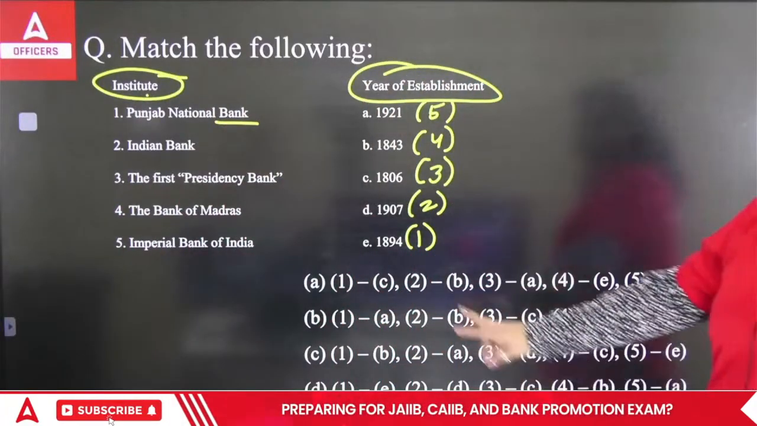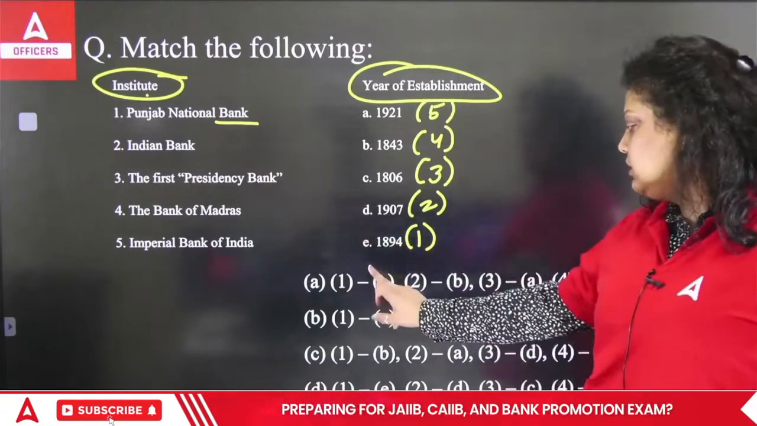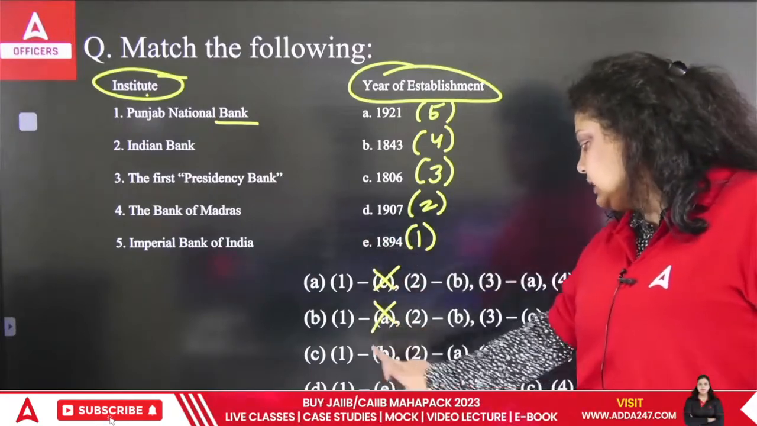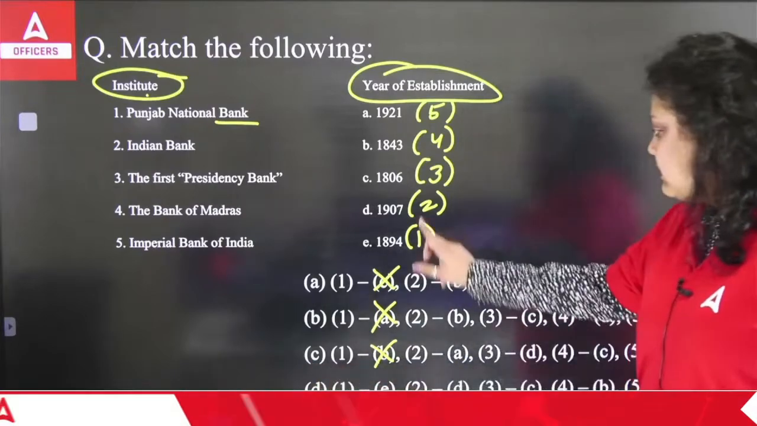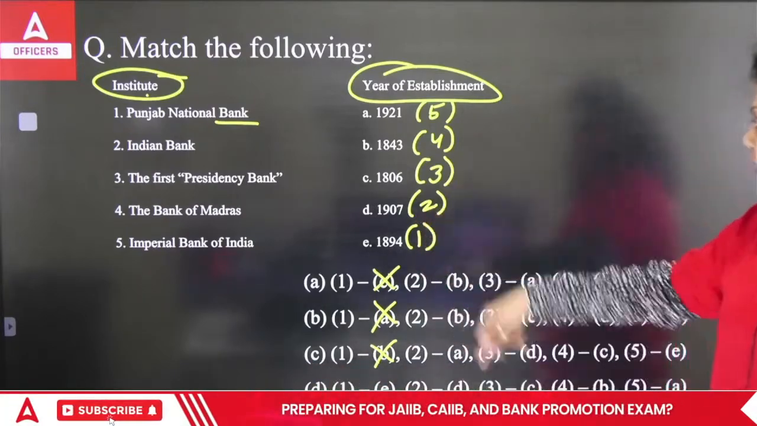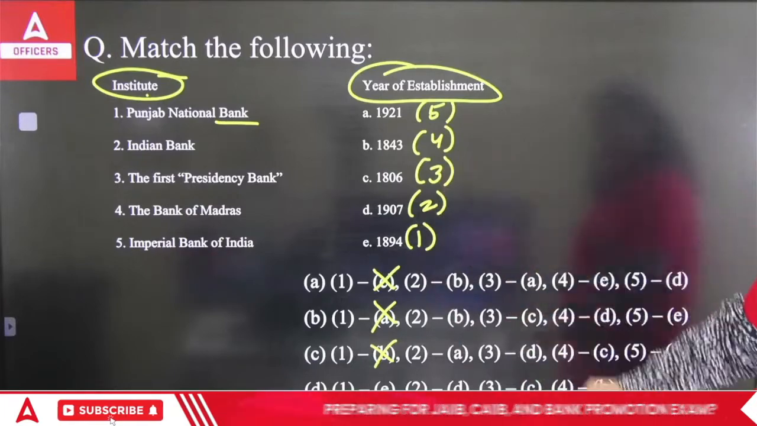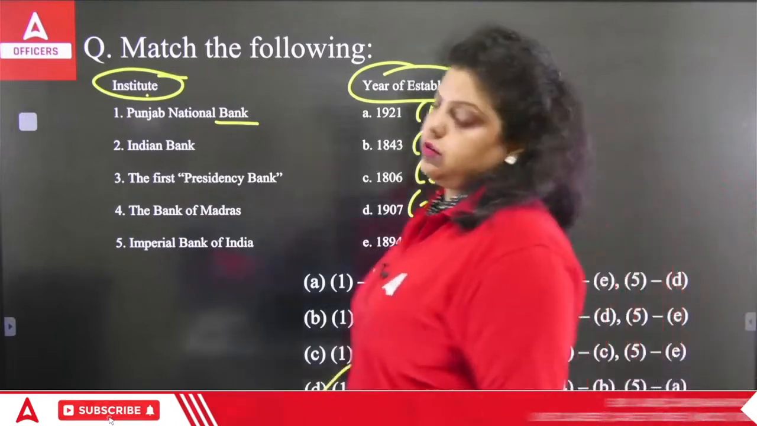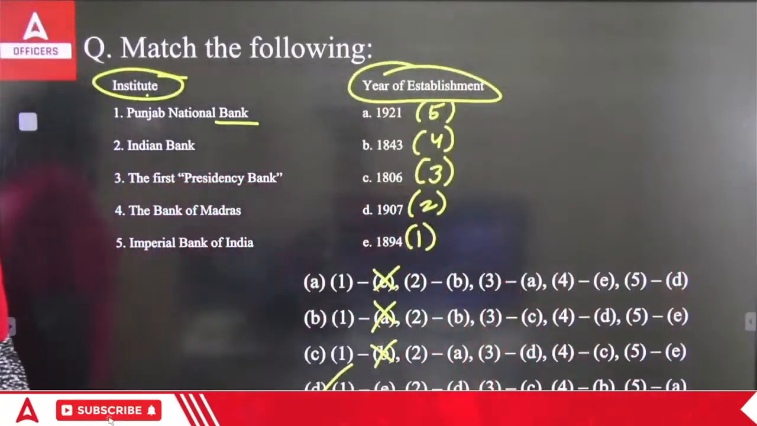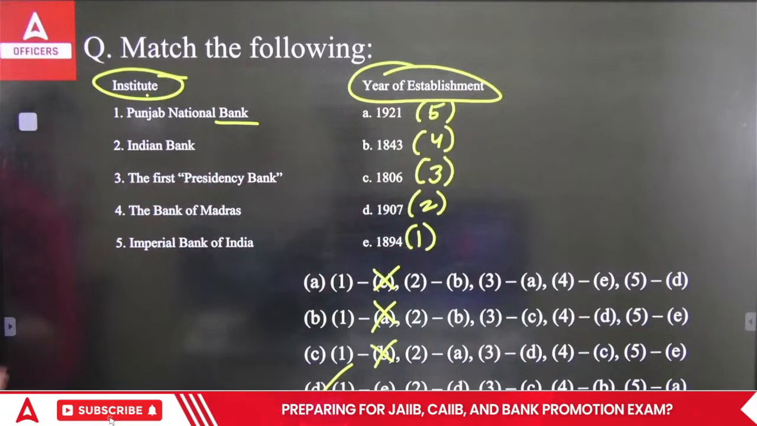So if we talk about the first, we'll have E option. This is not right. This is not right. This is also not right. So let's check all the options here. First is E. Second, we have D. Third, we have C. Fourth, we have B. And fifth, we have A. Very good. So the right answer will be your D option. The right option for the match the following question here is D option.